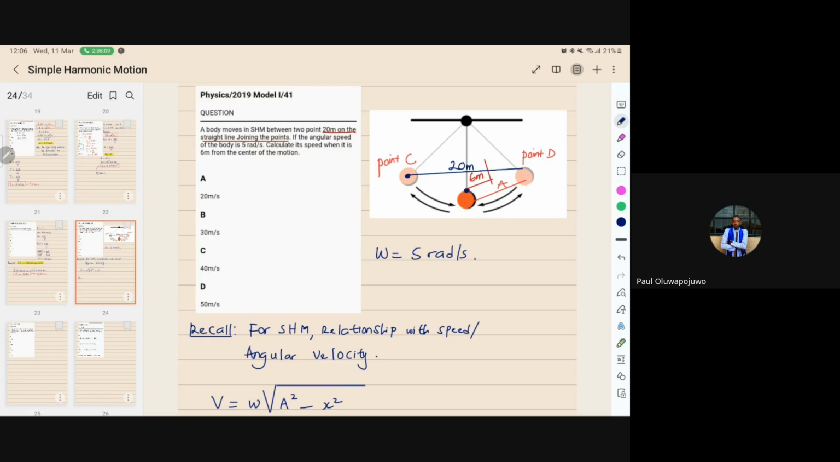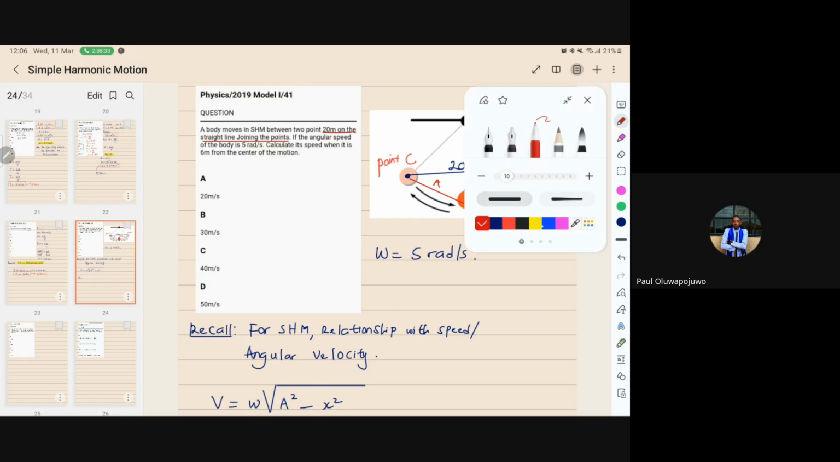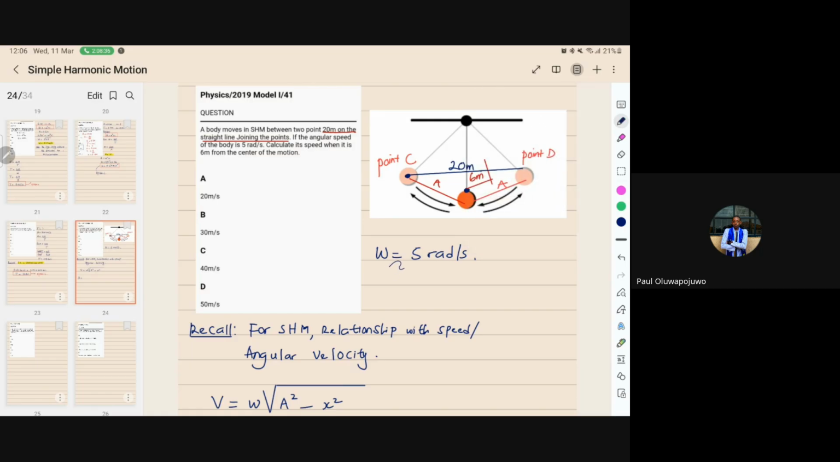So from what I explained now, what will be the value of the amplitude? If you understood what I said, what will be the value of the amplitude? Good. So now, the amplitude will be equal to 20 divided by 2, which is equal to 10 meters. Because I have the distance between the 2 points. Then the amplitude, are you getting it now? Remember that this is your amplitude.